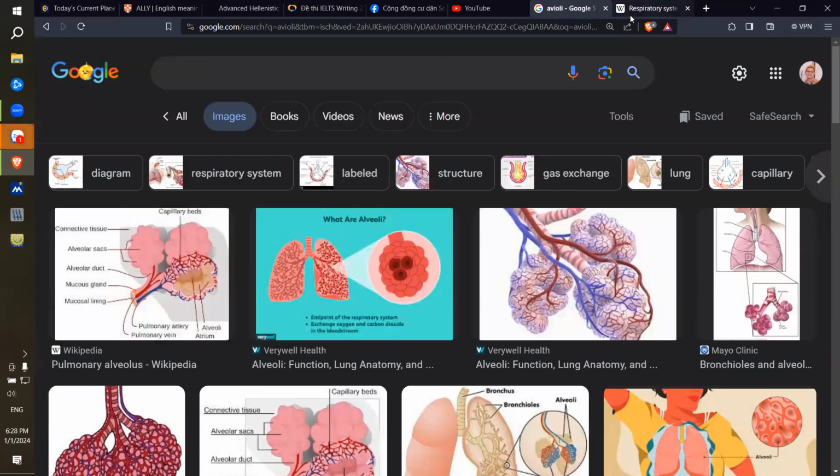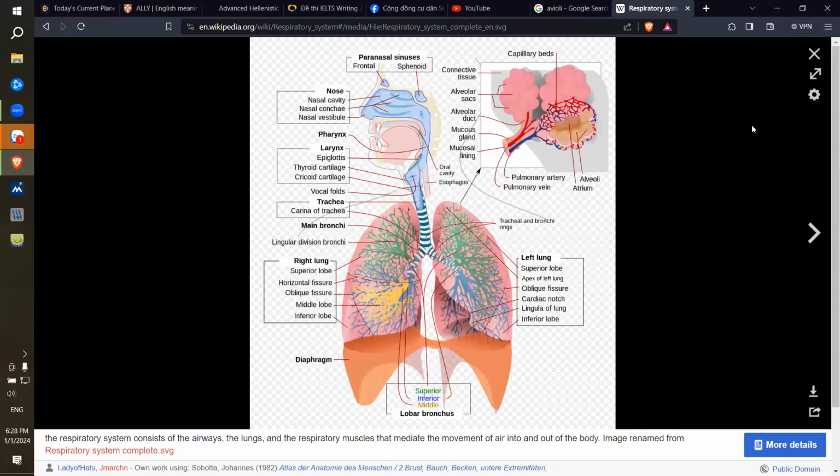Okay, next one. So the alveoli have a special protein called elastin, which helps them have elasticity, which means that they can increase in volume and then return to normal. They inflate and deflate.